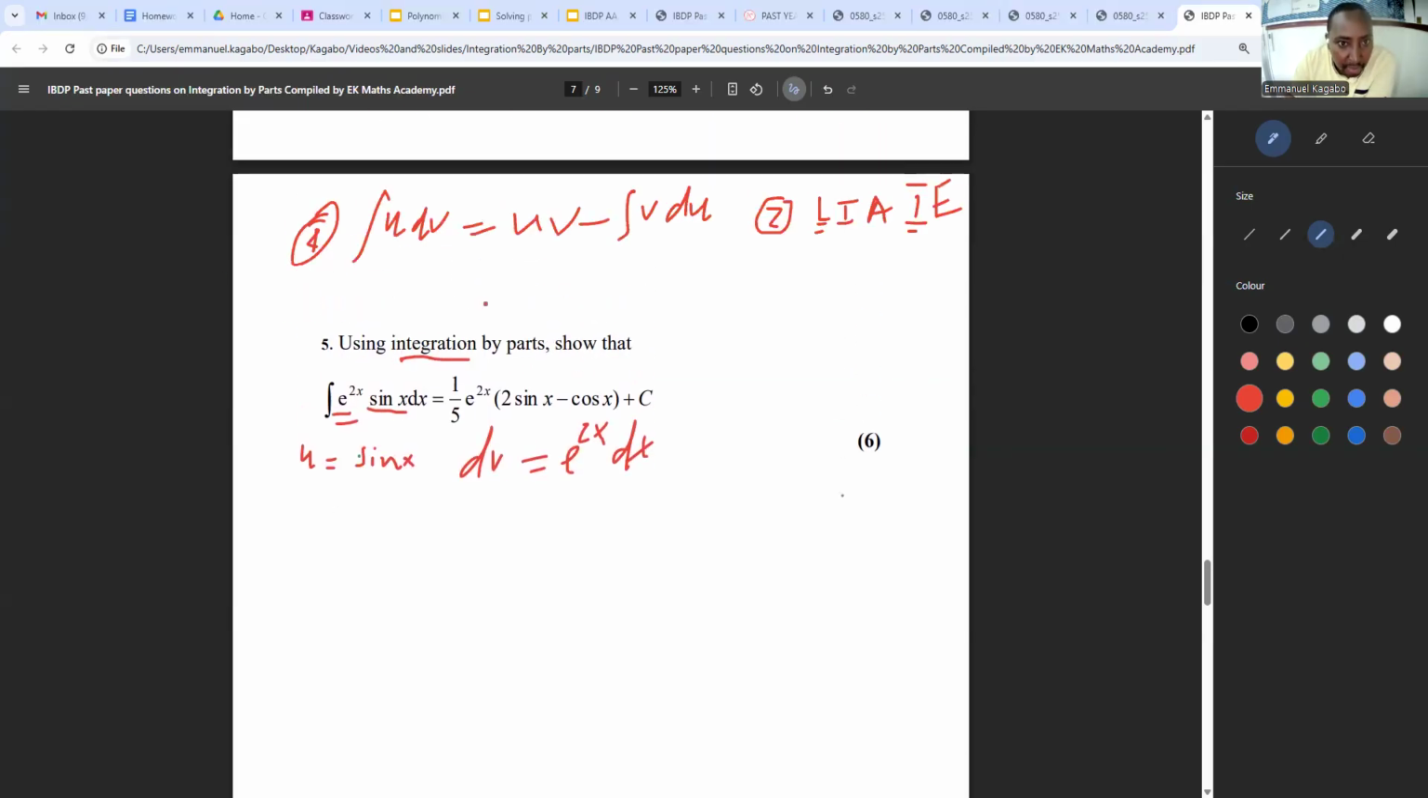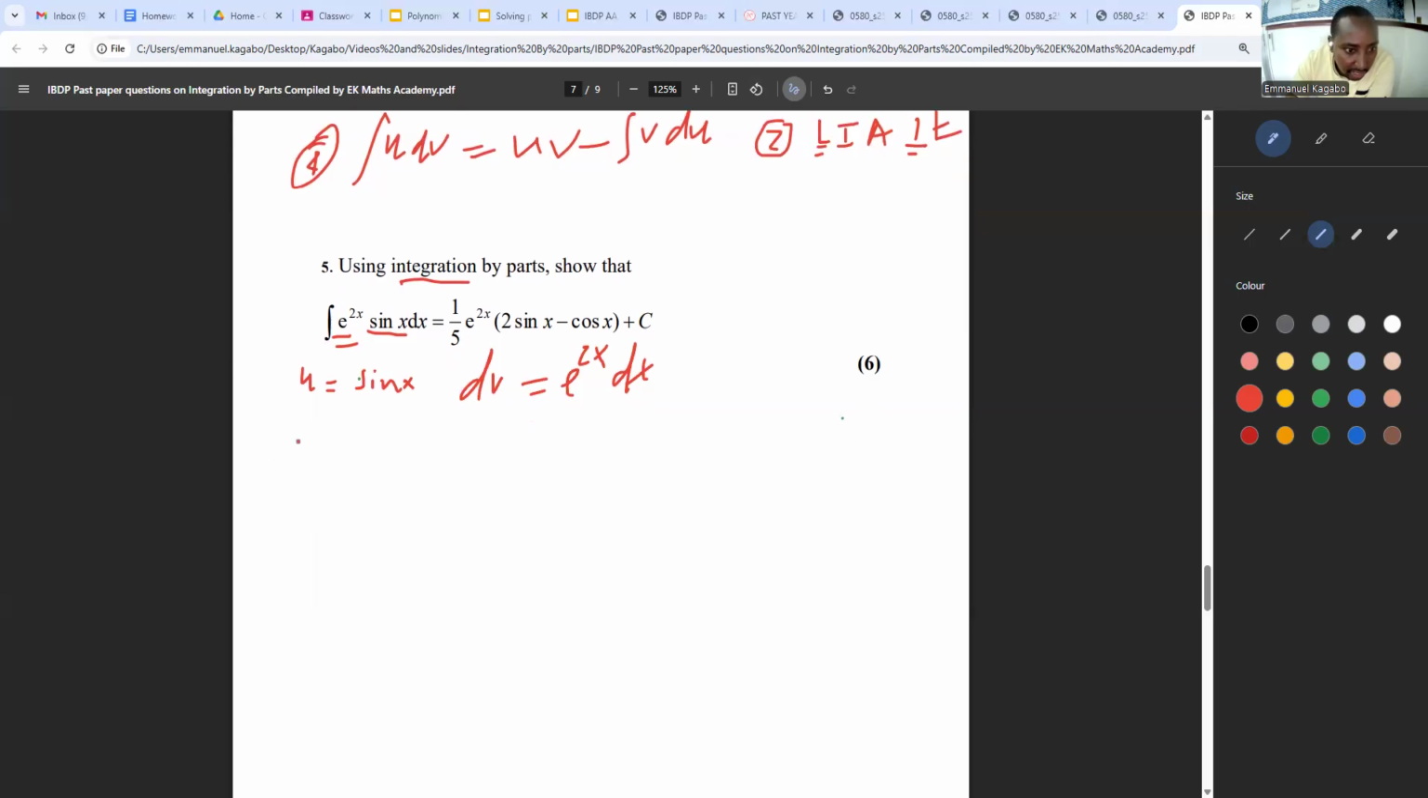Okay. Now, fast forward. From the formula, uv minus integration of v du, I don't have du and I don't have v. So I have to take the derivative of u to get du. What is the du here? du will be equal to the derivative of sine x, guys. It's going to be cos x dx. Okay, very good. What do I do next? I have to integrate dv to get v.